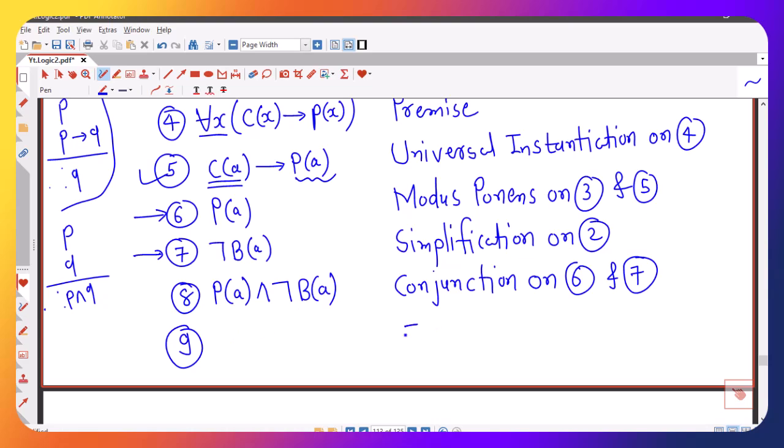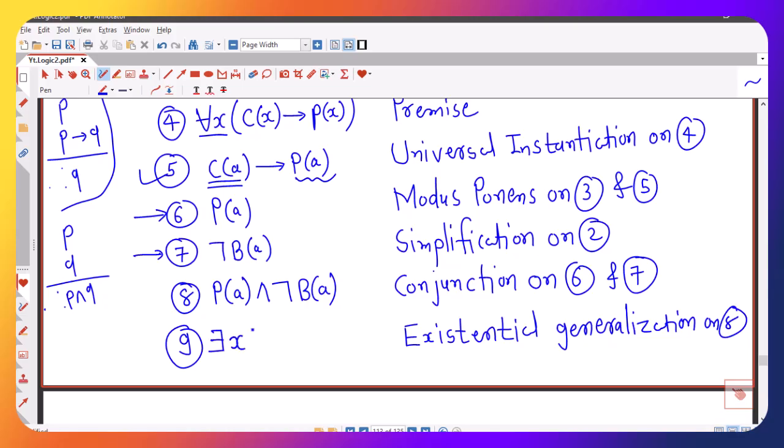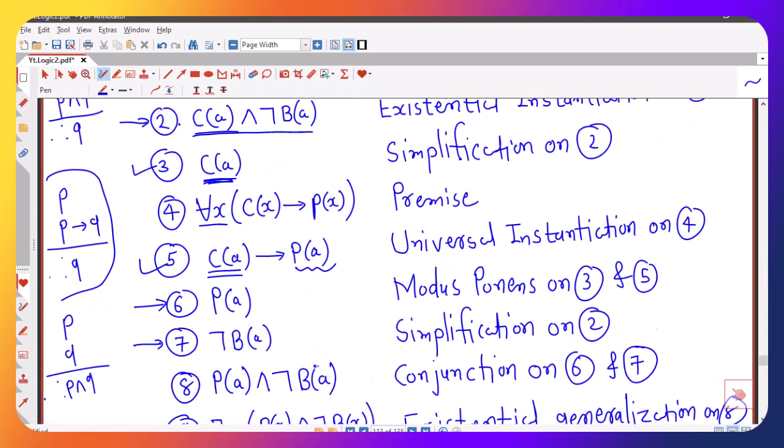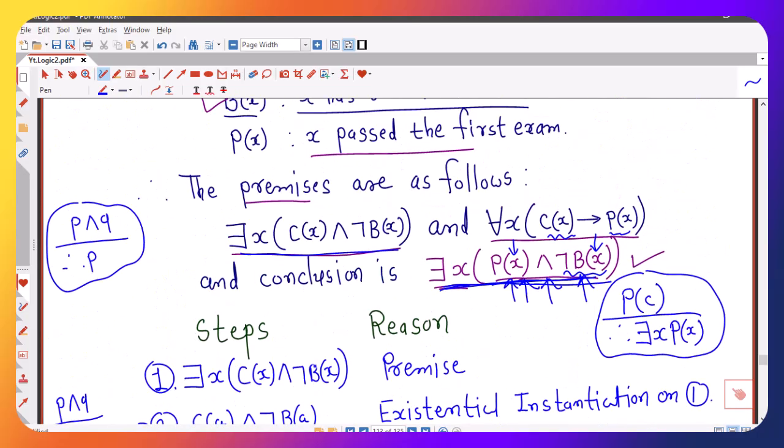So now I can use existential generalization on step 8. Existential generalization on number 8, and I can write that there is some x such that P of x and negation of B of x, and we arrive at our conclusion.